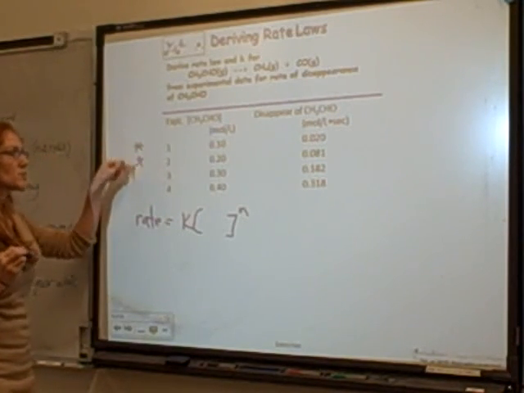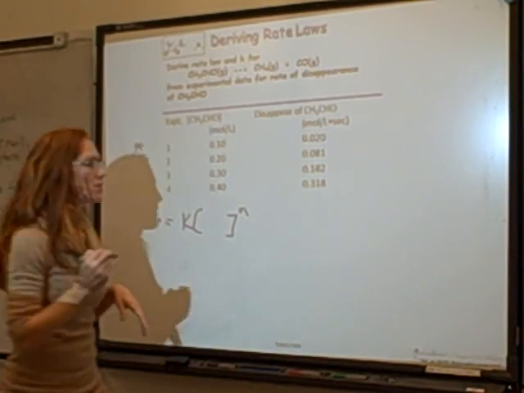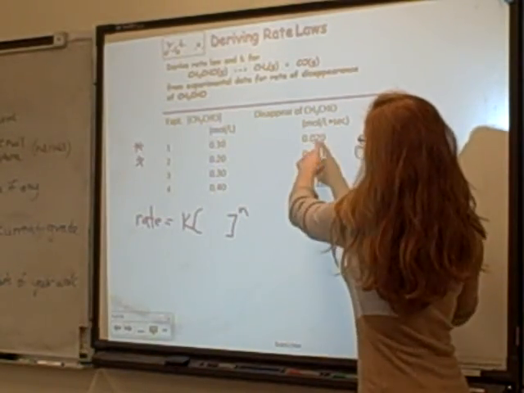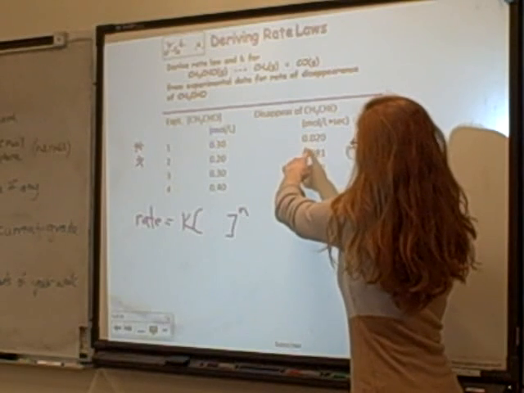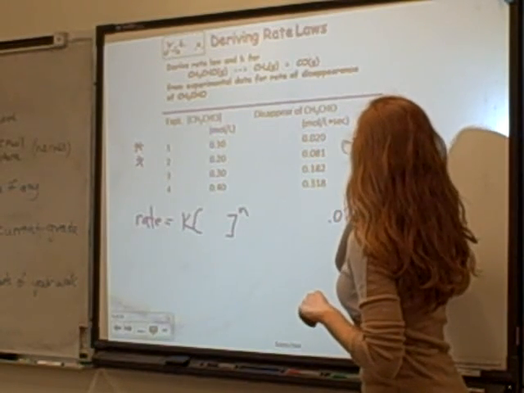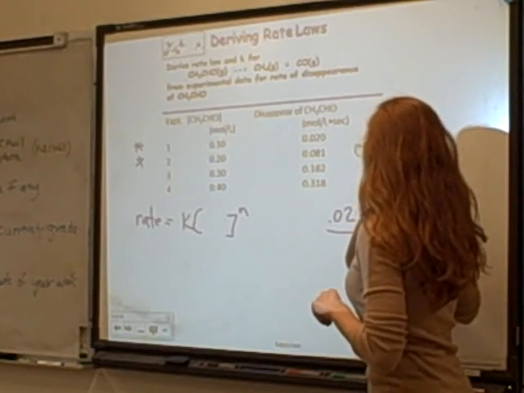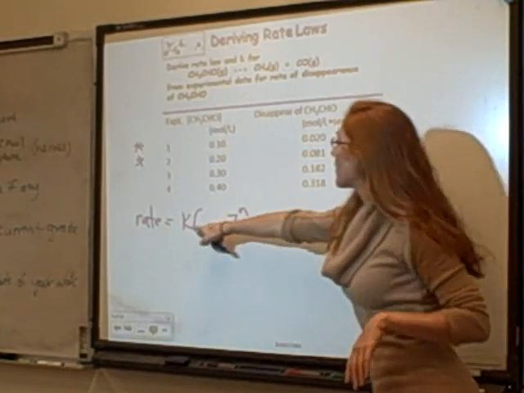So let's pick two experiments, 1 and 2. And what you're going to do is you're going to say, well, rate of the first one is 0.02, and that is moles per liter second, over, here, 0.02 equals, now I plug all this in.